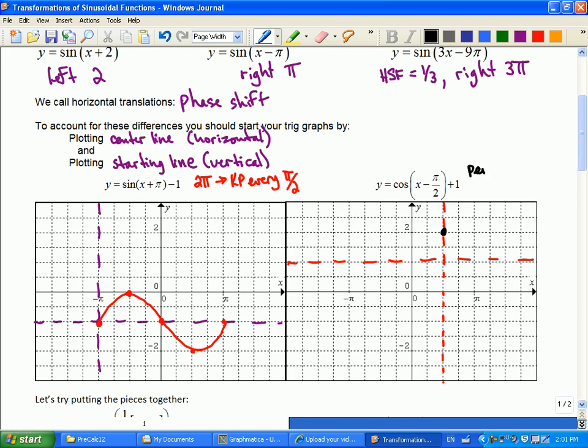Period is 2 pi. So my key points are going to be every pi over 2. So here's the next place I'll run into a key point. Then at the minimum, back up to the center line. And then I'll run out of space on that side of the graph. I can keep working this pattern backwards too, right? So from here I'm going to go down to the center, then to the minimum, and back to the center. And then I'll be at maximum and center line. Oops.